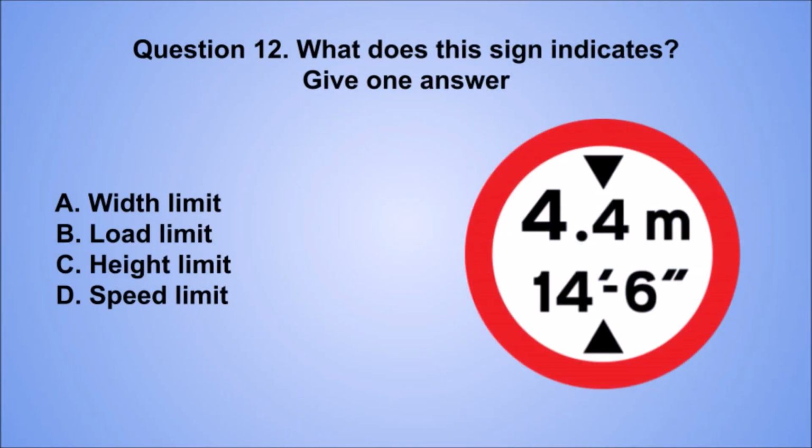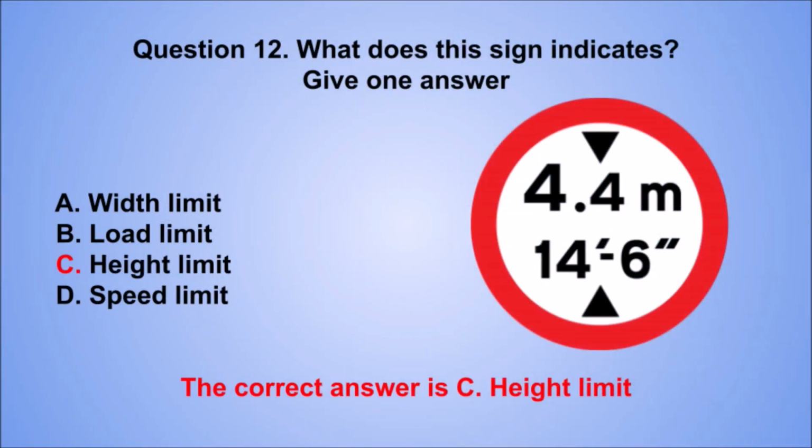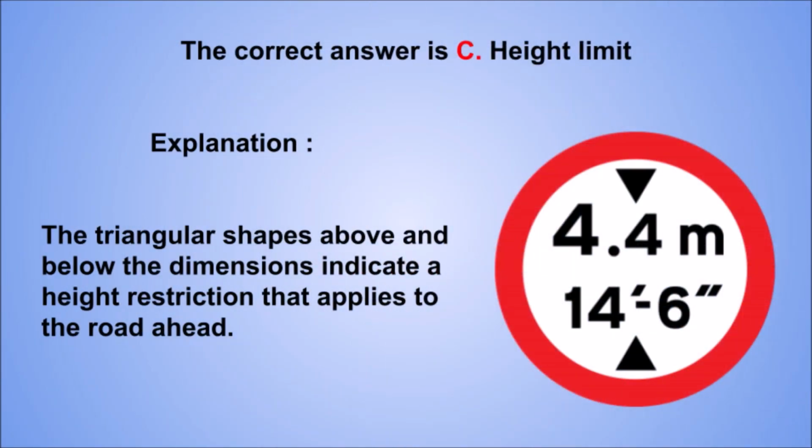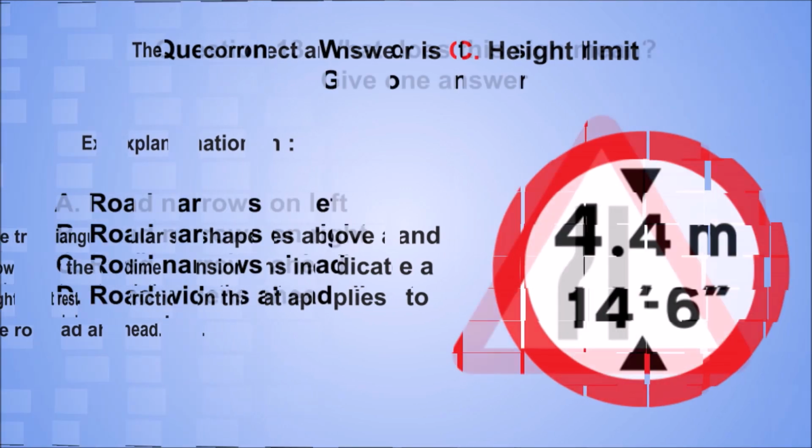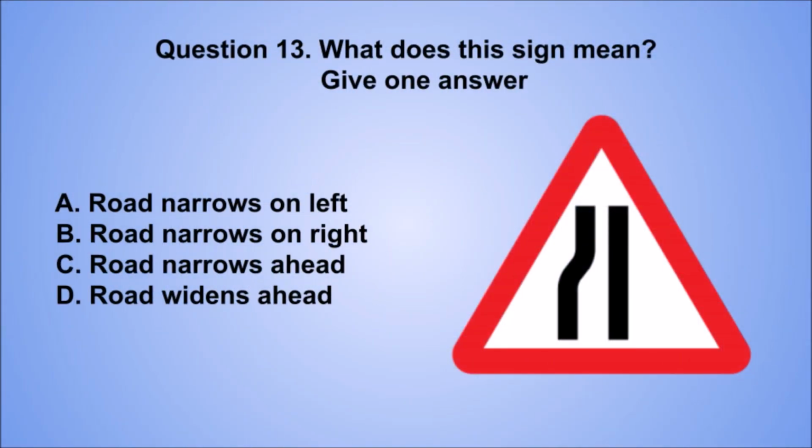Question 12. What does this sign indicate? Give one answer. A. Width limit. B. Load limit. C. Height limit. D. Speed limit. The correct answer is C, height limit. Explanation. The triangular shapes above and below the dimensions indicate a height restriction that applies to the road ahead.